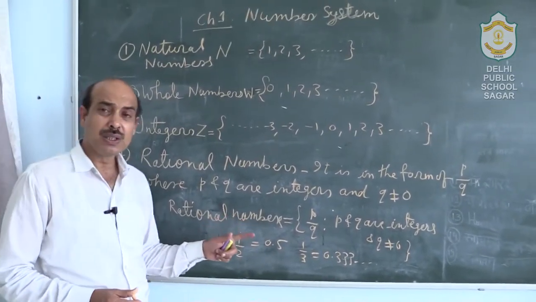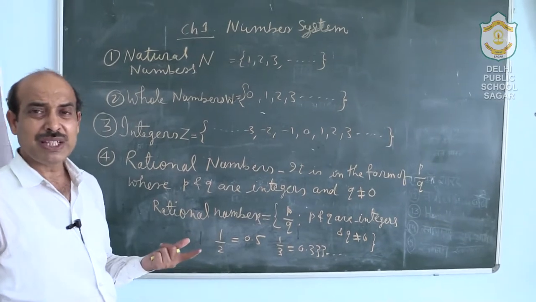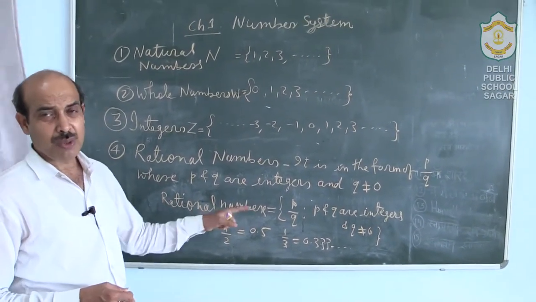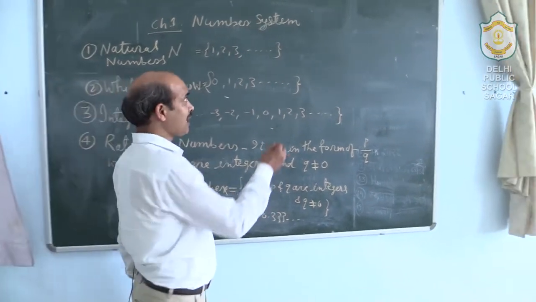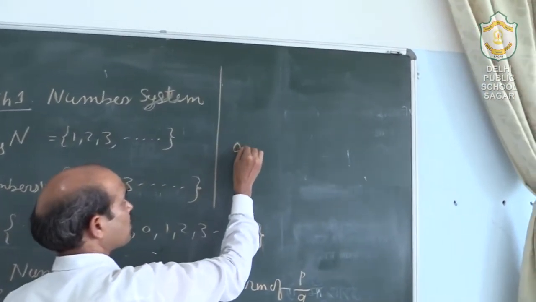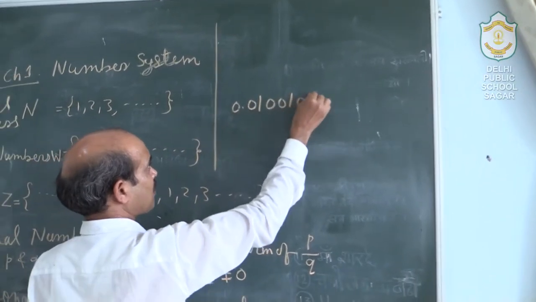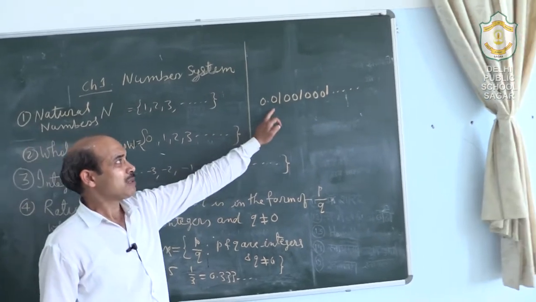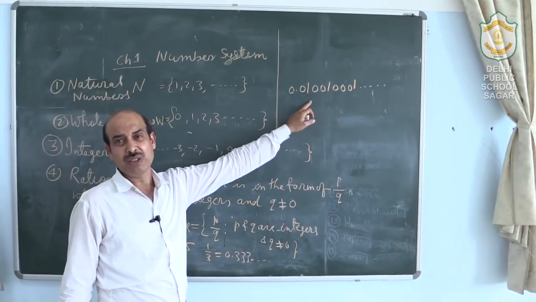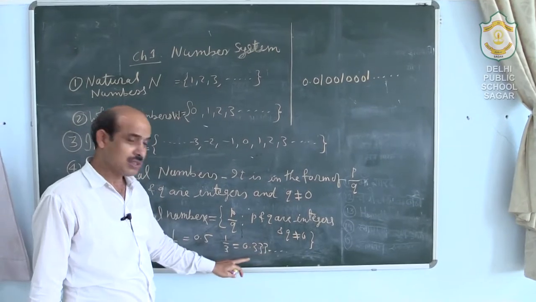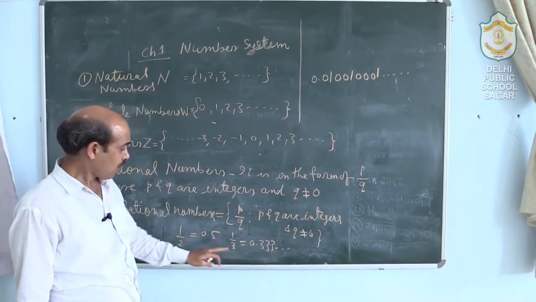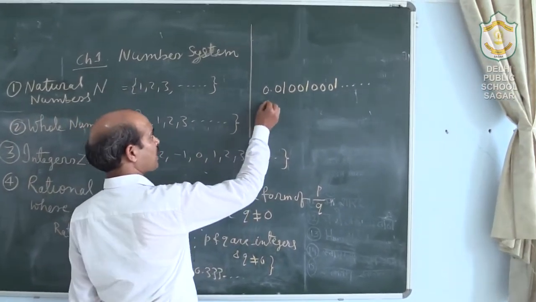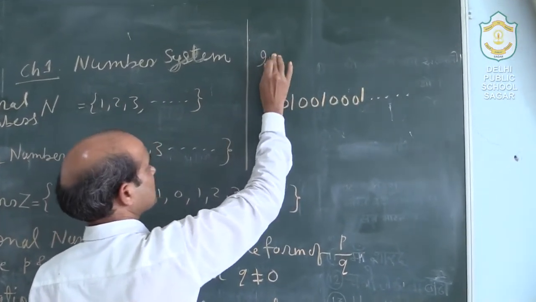But one more type of decimal representation is there, which is different from both of them. That is like 0.01, 001, 0001, and so on. This is a decimal representation which is neither of repeating form nor of terminating form. So such numbers are known as irrational numbers.